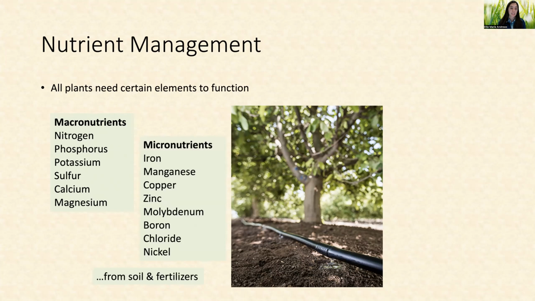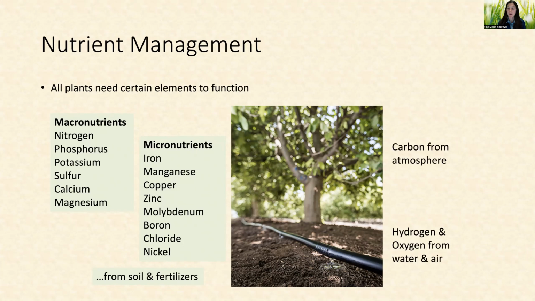In addition, plants also need micronutrients in much smaller amounts. Micronutrients include things like iron, manganese, copper, zinc, molybdenum, boron, chloride, and nickel. Plants really don't need a ton of these micronutrients, but they need at least a little bit in order to function fully and be healthy. All of these macro and micronutrients come from soil, fertilizers, amendments, inputs that we add as well. At the same time, of course, plants are getting carbon from the atmosphere and hydrogen and oxygen from water and air.